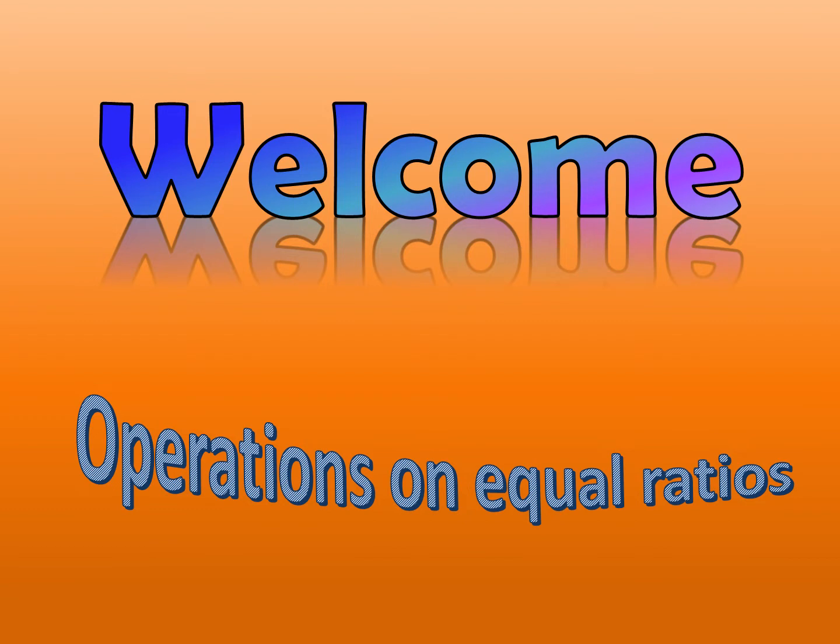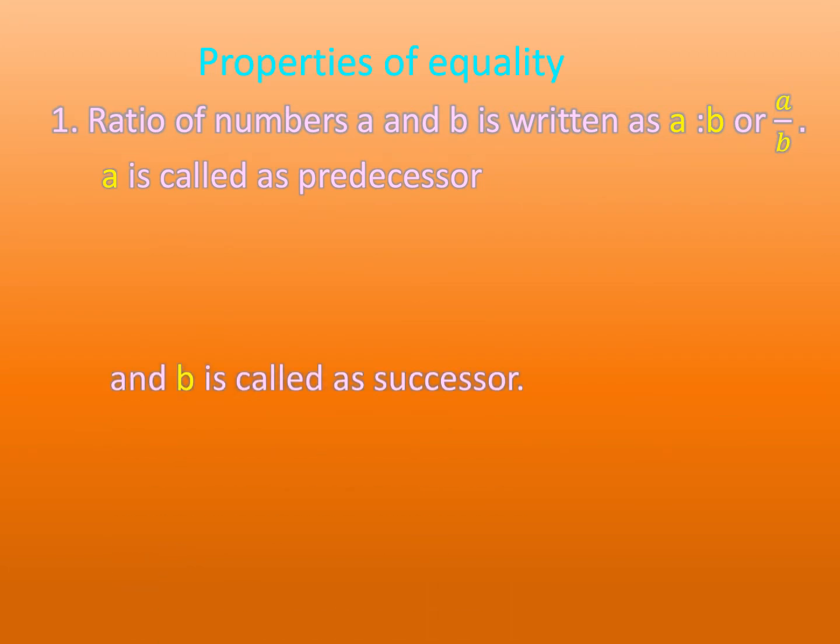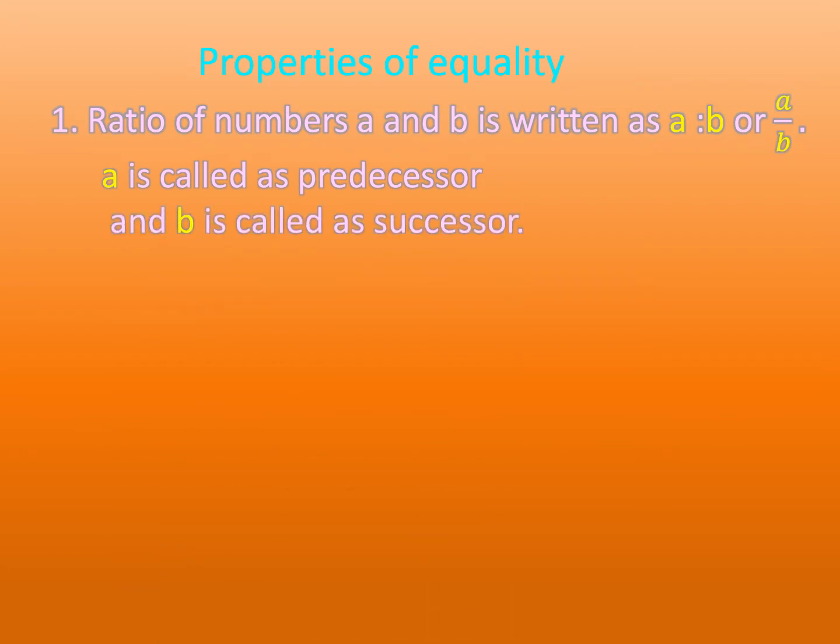In this video we are going to learn what operations we can do on equal ratios. Equal ratios means two ratios having the same value but different numerators and denominators. So, the properties of equality: first, the ratio of numbers a and b is written as a is to b or a upon b, where a is called the predecessor and b is called the successor.